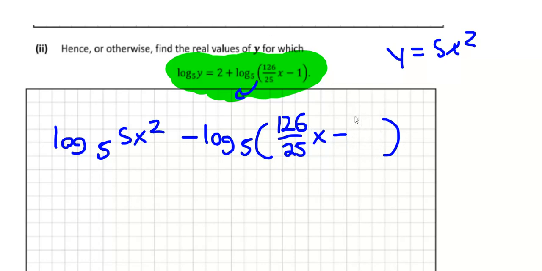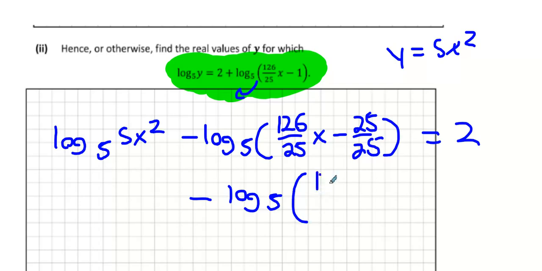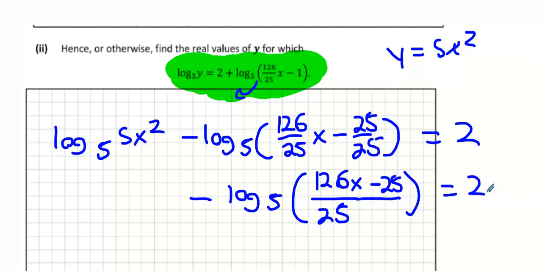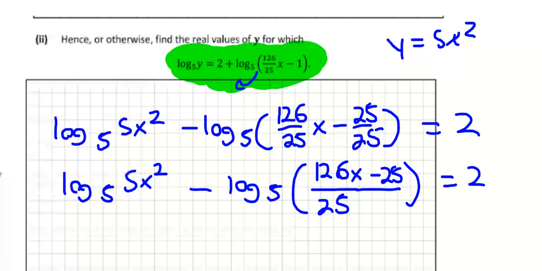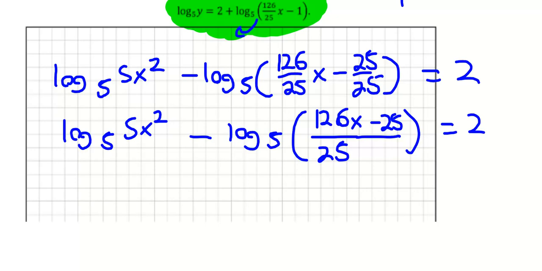Turn that into over. Still 1, isn't it? And the answer equals 2. And would everybody be happy with, oh, there's an x there, isn't there? Everybody be happy enough with that? Okay. Now, there is a way of making this easier, but I suppose it's your call.